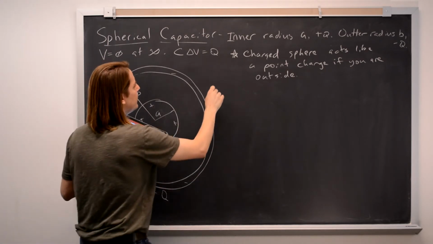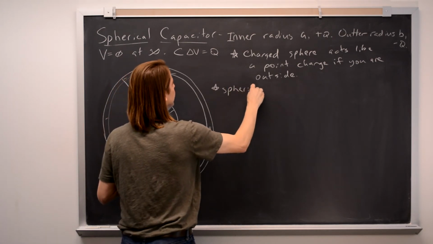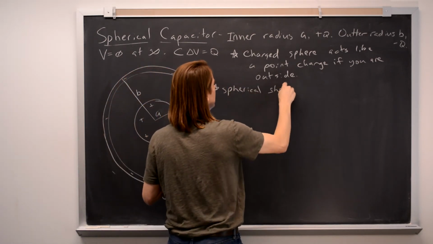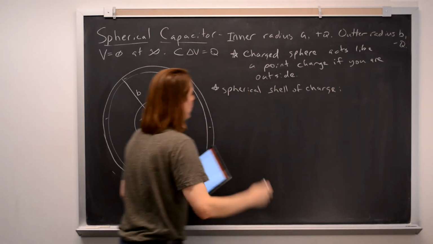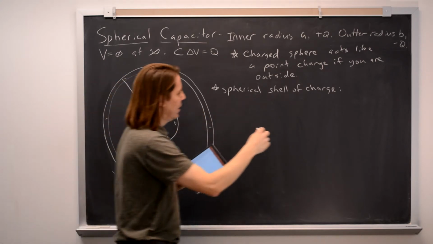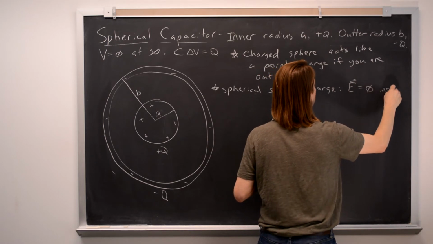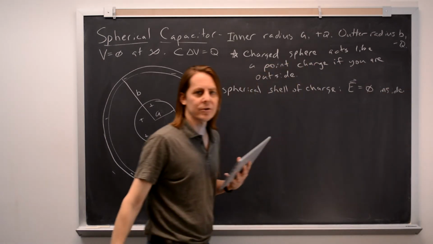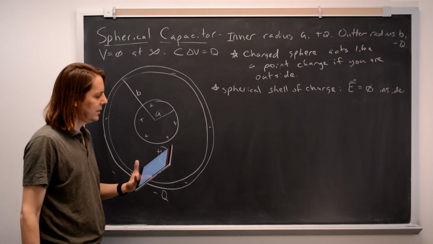Let's see, for a spherical shell, here's another bullet to remember. Spherical shell of charge. Well, if you're outside, again, it acts like a point charge. But if you're inside, E equals 0. I don't think we proved that in this class, but I'm telling you it's true. We didn't do enough Gauss's law to prove it.